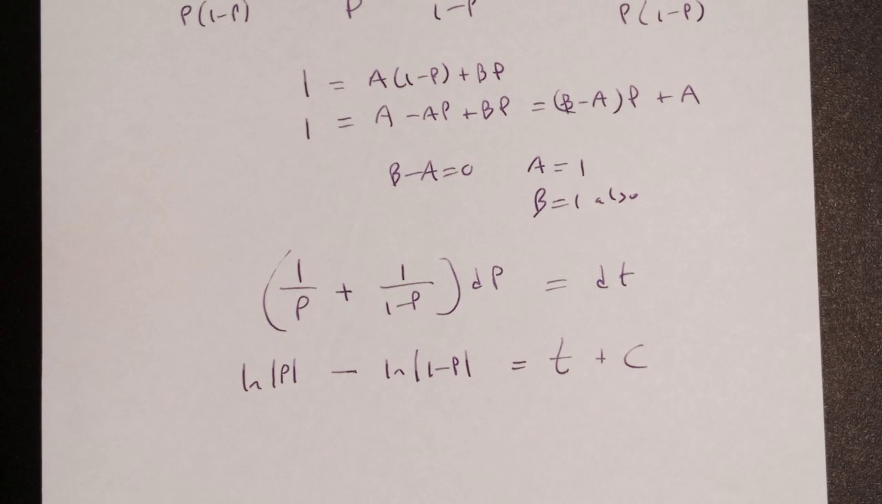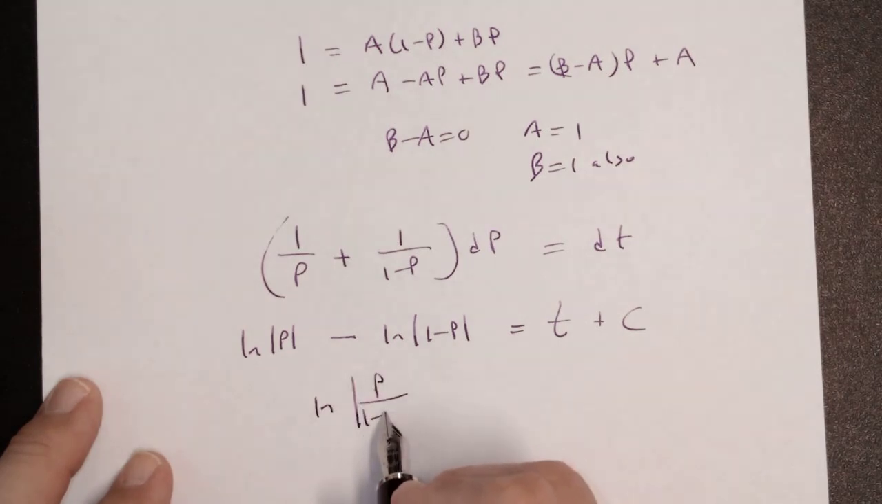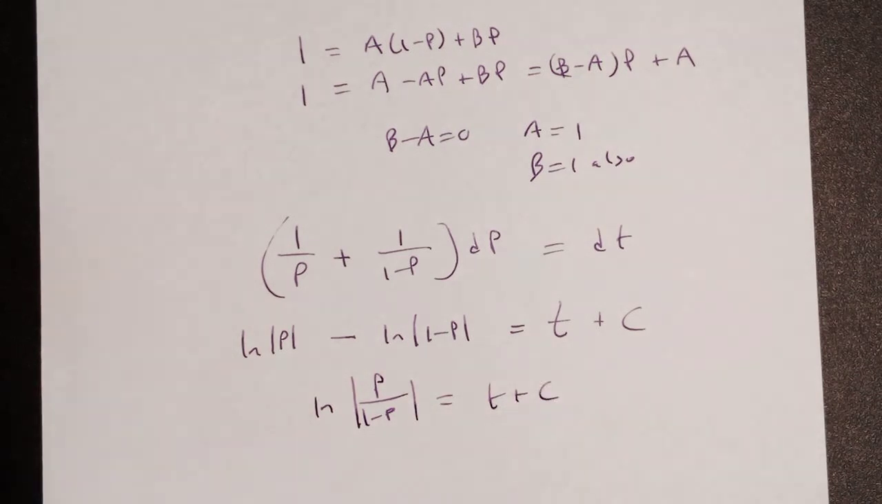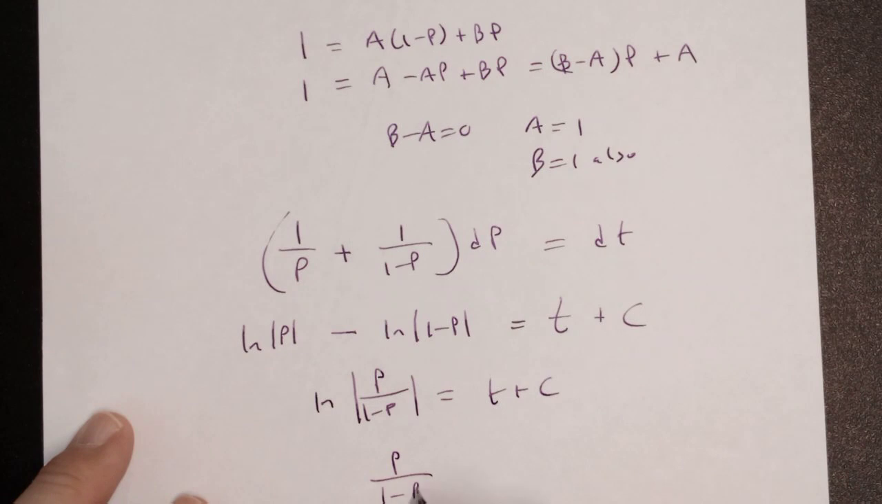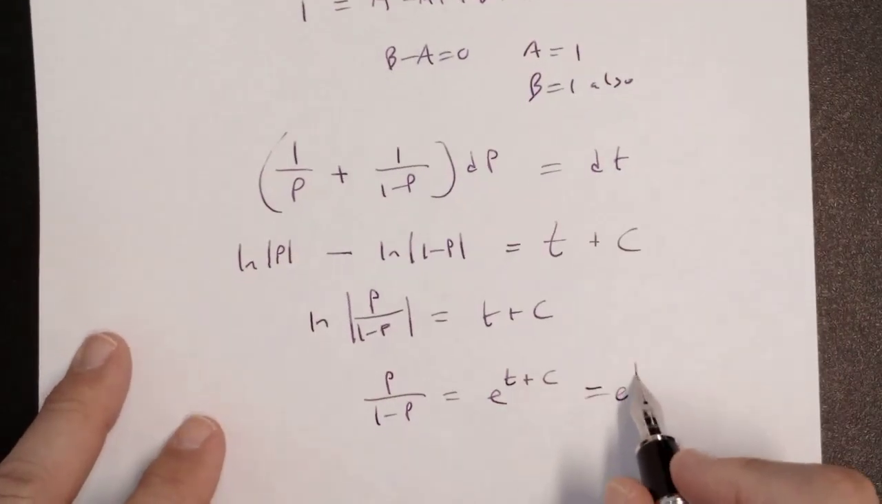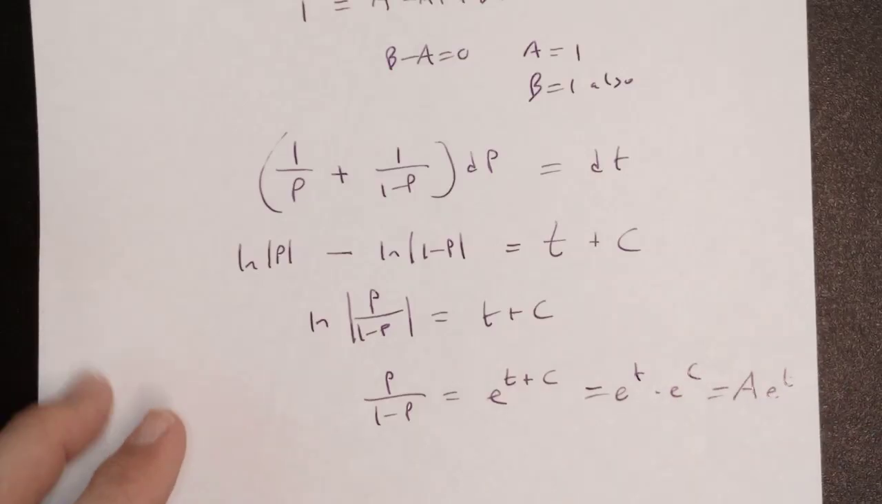But again, my properties of logarithms come into play. I'm subtracting. Subtracting becomes dividing. Now I can get rid of the ln with an e. So I have p over 1 minus p equals e to the t plus c. Let's play that same game again. We'll make that e to the t times e to the c, and we'll call that an a. A e to the t.